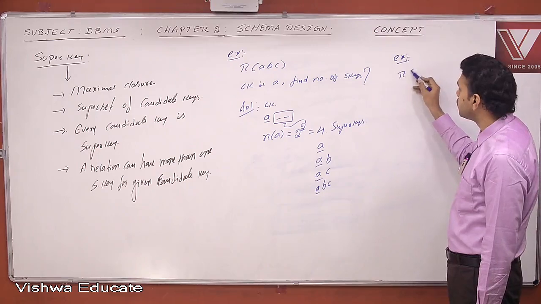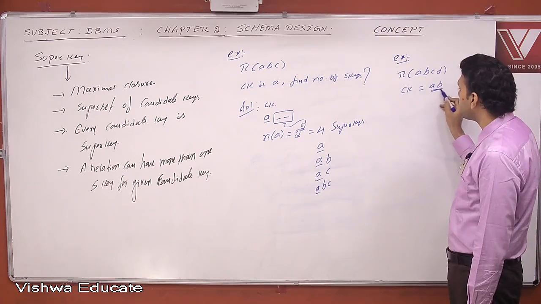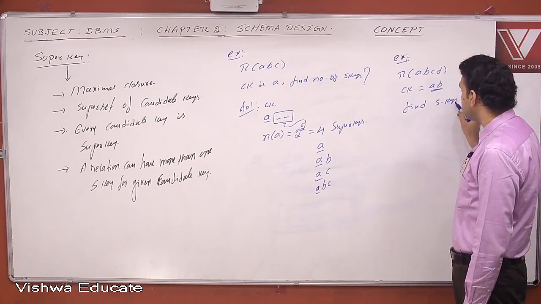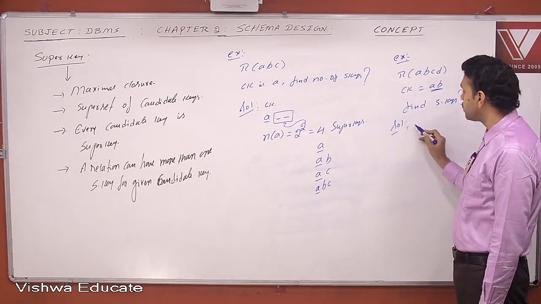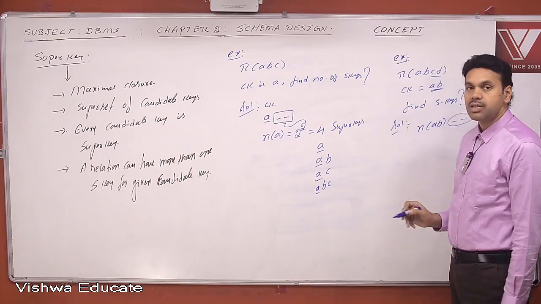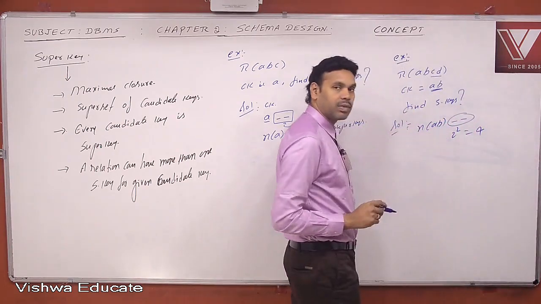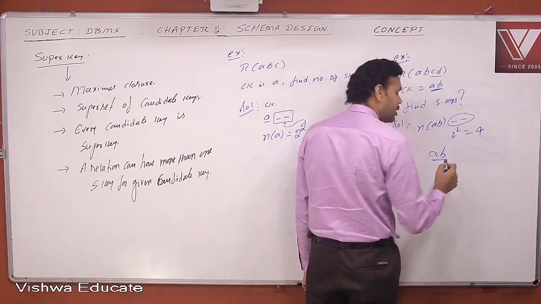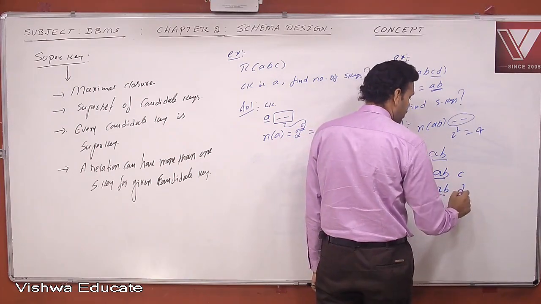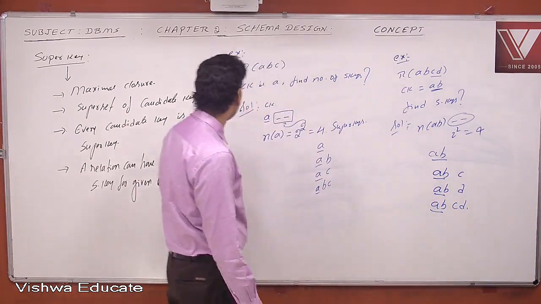Another example. R with ABCD, candidate key is AB now. He is asking to find the super keys in this. The solution: n of AB has how many chances with your R? 2 chances. So 2 power 2 is equal to 4 super keys. What are the 4 super keys? AB itself is a super key, AB with C combination, AB with D combination, AB with CD combination. Okay? Let's copy them.